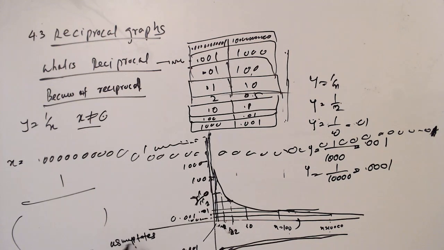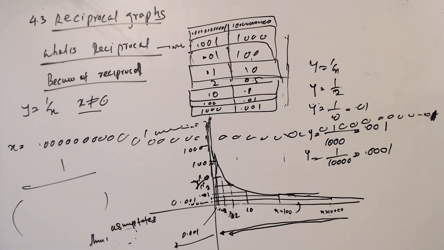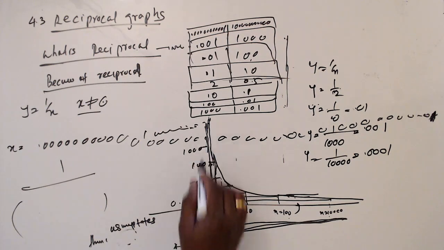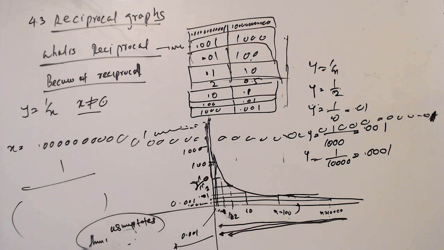Asymptotes. Again, just to revise, the x value is coming towards the x equals 0 line, but it will never ever reach the x equals 0 line. It will only reach it at infinity. If you find a line like this, it is called an asymptote.